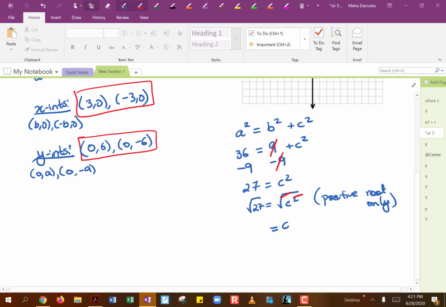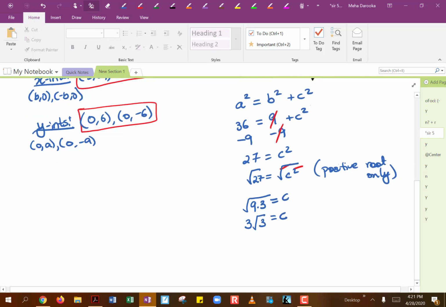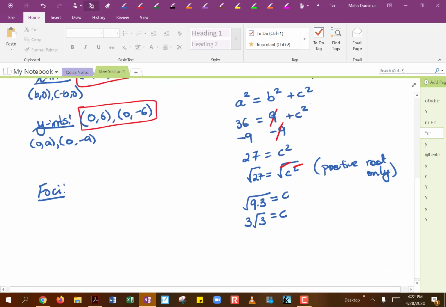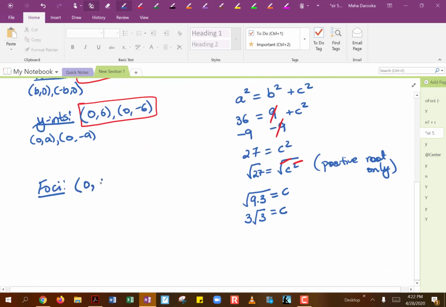So when we talk about square root of 27, of course you can rewrite that as 9 times 3. And of course square root of 9 will be 3, so you end up getting 3 square root of 3. Okay? So when you're writing the ordered pairs for our foci, now remember guys, we have a vertical major axis, which means our foci are going to fall on the y-axis, so they will be (0, c) and (0, -c), so those ordered pairs will be (0, 3 square root of 3) and (0, -3 square root of 3).